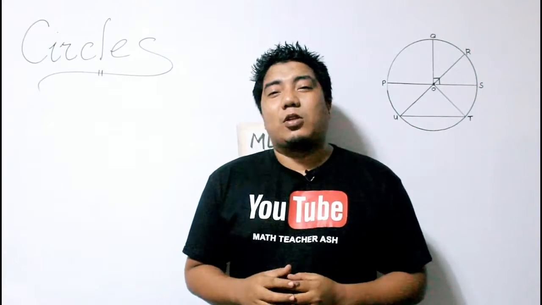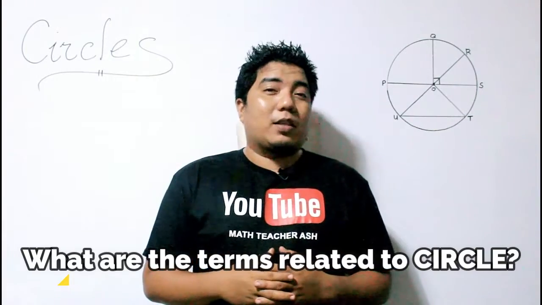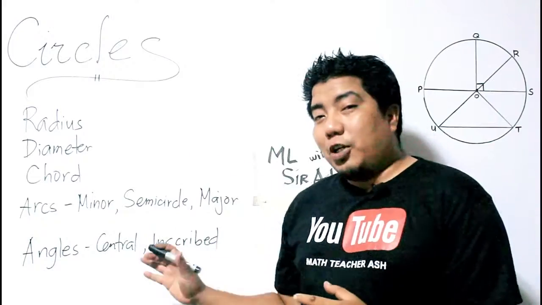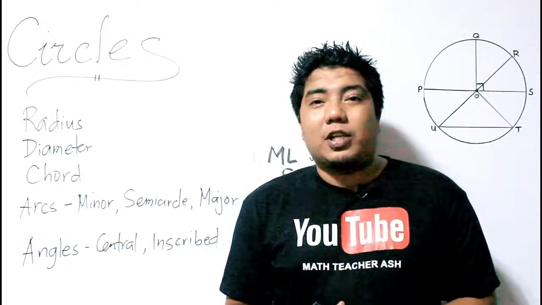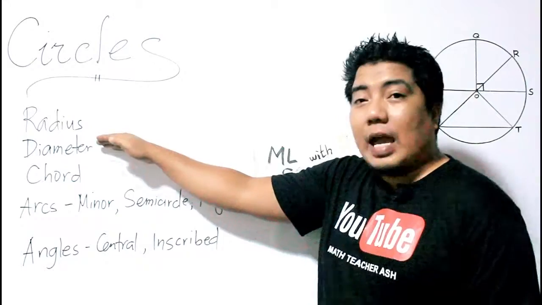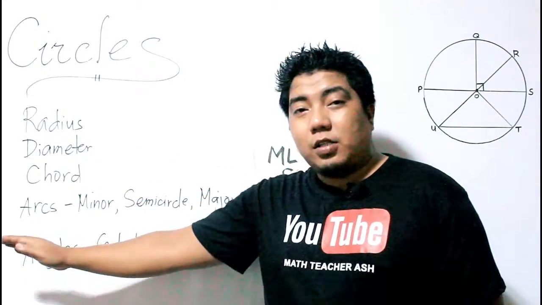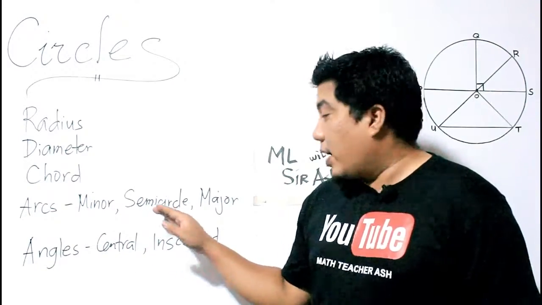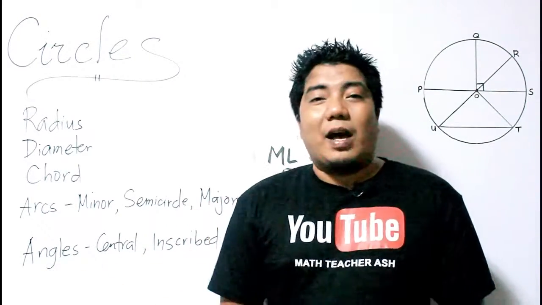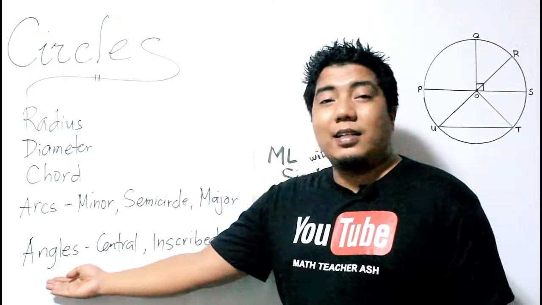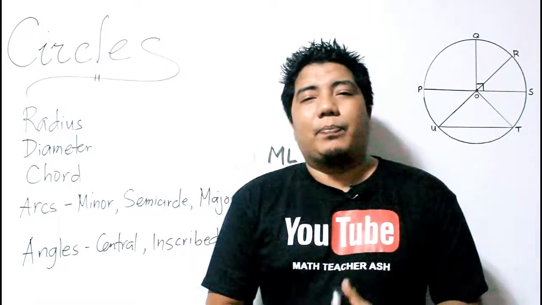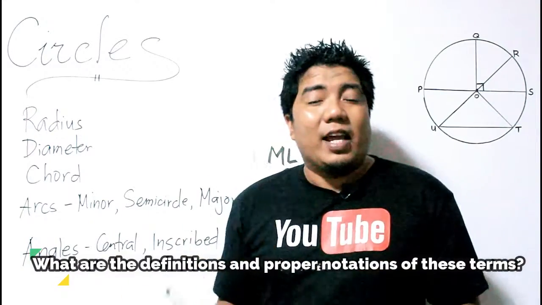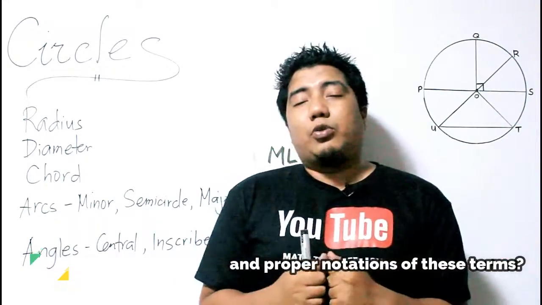The next question is, what are the terms that are related to circles? Okay, math learners, we have here the terms that are related to circles: the radius, the diameter, the chord, the arcs, which are categorized into three, the minor arc, the semicircle, and the major arc. We also have the angles, the central angle and the inscribed angles. Now, how do we name these parts and how do we define these terms that are related to circles?